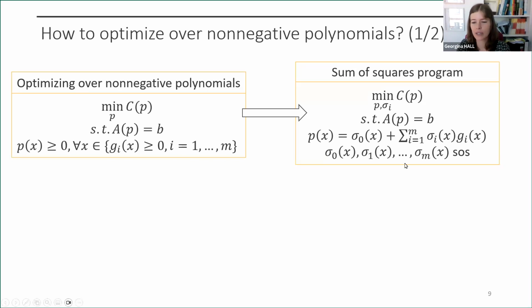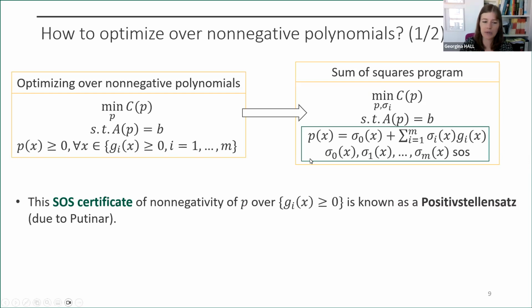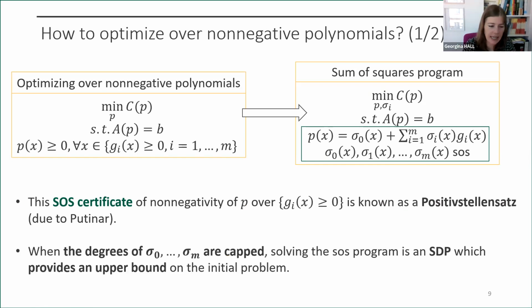The question is whether the converse is true. So if the degree of these polynomials is capped to a certain number, which we have to do to have a finite problem here, then the converse is not true. So we lose something here. This sum of squares certificate of non-negativity of P over g_i of X non-negative is what is known as a positive Stellensatz. Again, James told you about this during his lectures. It's due to Putinar in this case.